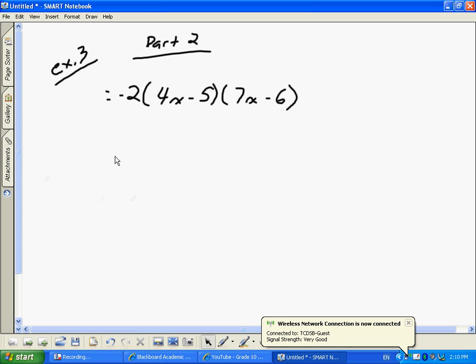Same question we just did, example 3. I'm going to show you another way to do it. The only problem with this way is sometimes students get confused.